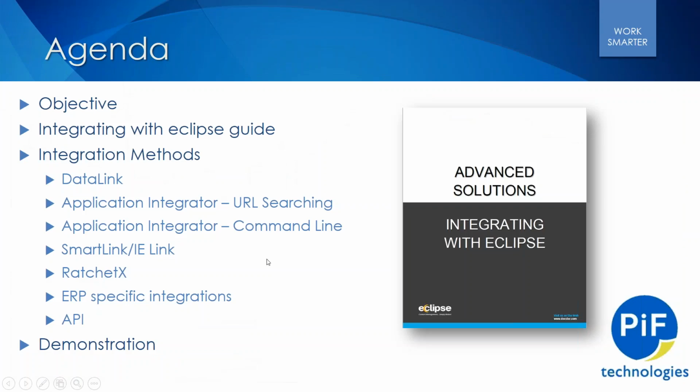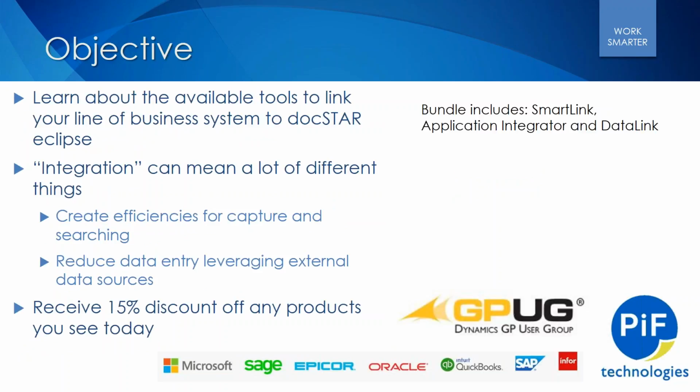Our agenda today is the objective of why we're presenting this. We're going to go into a little more detail on each of the available core features, and then some add-on functionality. You're going to see a product called Ratchet Soft today that allows you to embed this magic button. It's very easy to implement and something that I think will be exciting to see. Then we'll end up with some demonstrations of exactly how some of these tools work in real life.